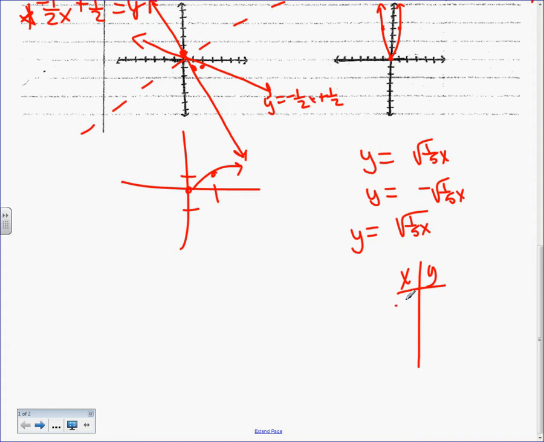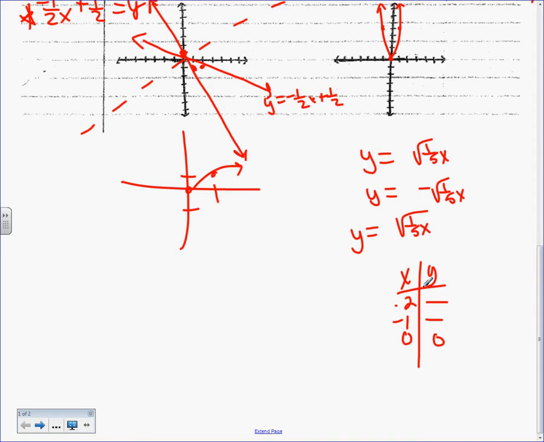So -2 is not helpful to me, right? What about -1? Nope, not helpful to me, right? What about 0? Yeah, I could start there, right? So 0 gives me 0, okay? You can do 1, 2, 3, 4, 5 or whatever.